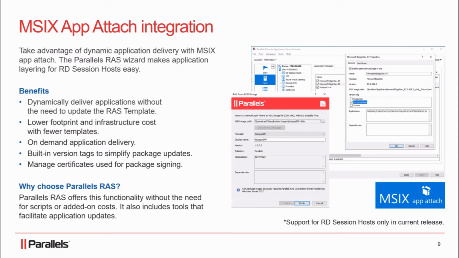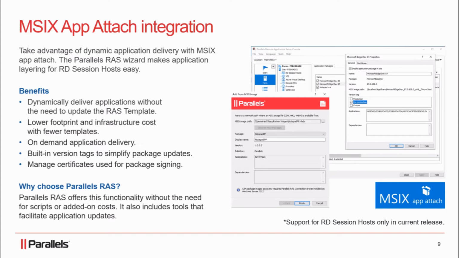Within the RAS console, we can help you manage the deployment of MSIX app attach packages. Through a wizard, we will help you import in the package information. And once that information is in the console, you can then use our filtering to determine which hosts will get the application and which users will be able to access those applications.